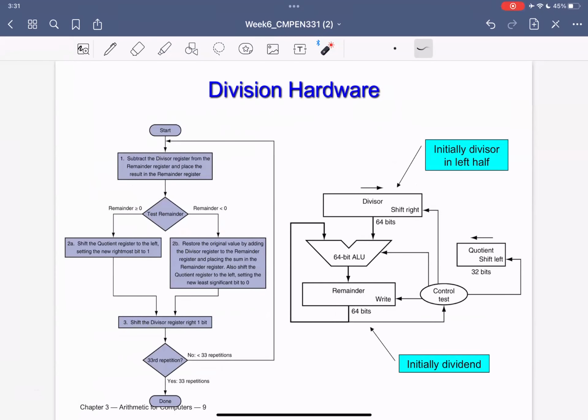So again, this can be implemented with a similar implementation here. We'll have 64 bits. We will add the divisor here in the left 32 bits. We have a 64-bit ALU. And then the remainder will be here. And then I will have here the quotient, which holds the 32 bits.